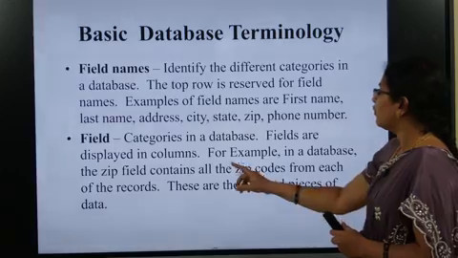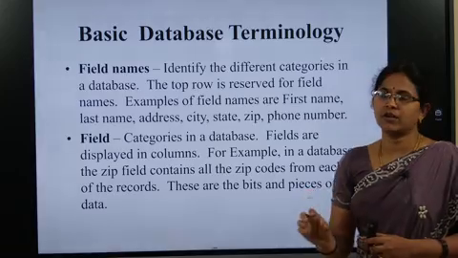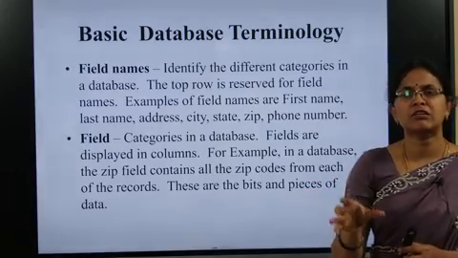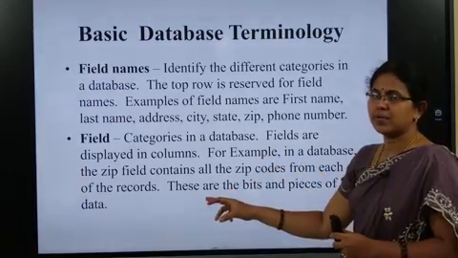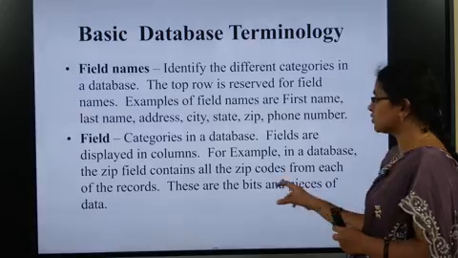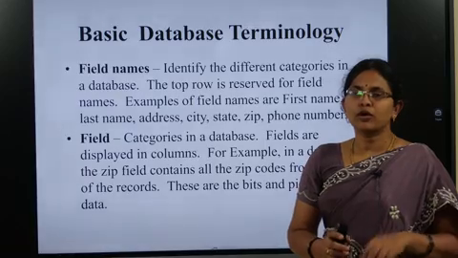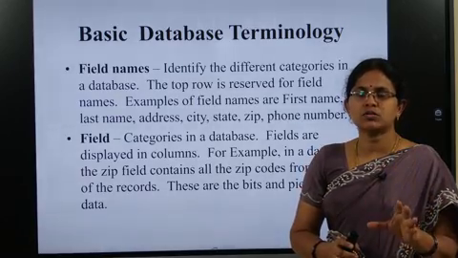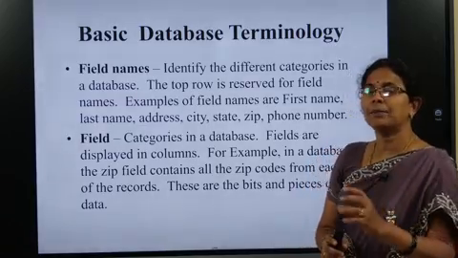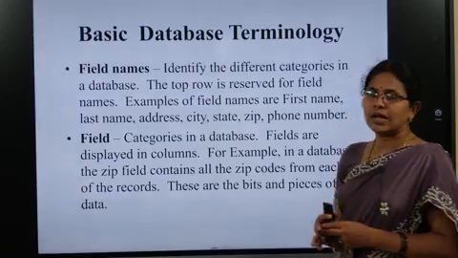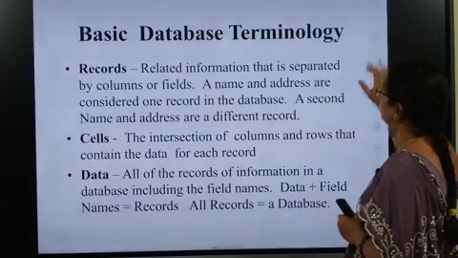And the next one is field. A field is nothing but a category in a database. Whatever fields are there, generally they are displayed in the form of columns. For example, in a database, the zip field contains all the zip codes from each of the records. These are the bits and pieces of data. If you want the zip codes of 50 or 60 students, they are maintained by the field only. That's why the categories in a database are called fields.